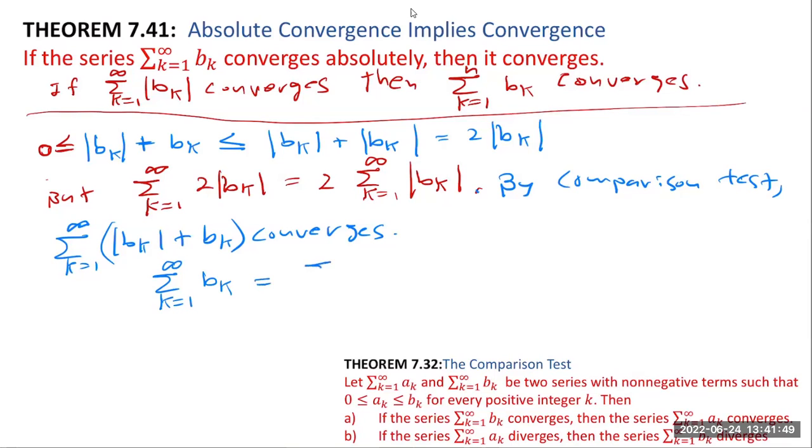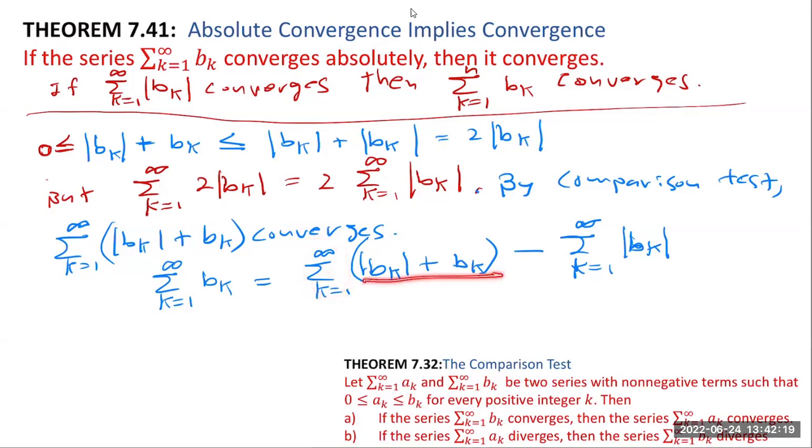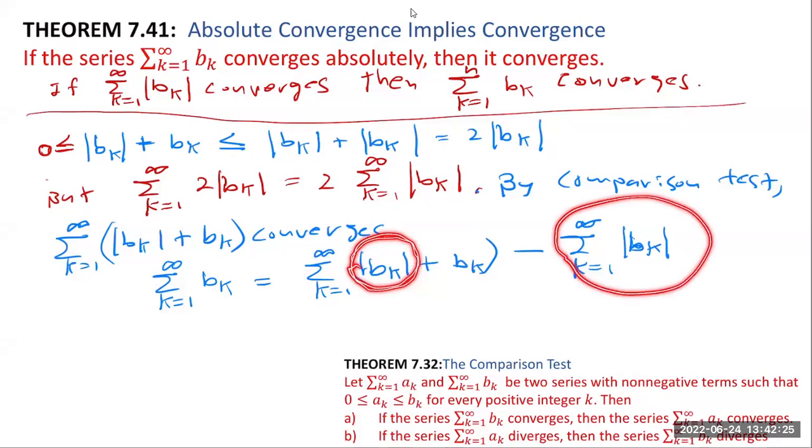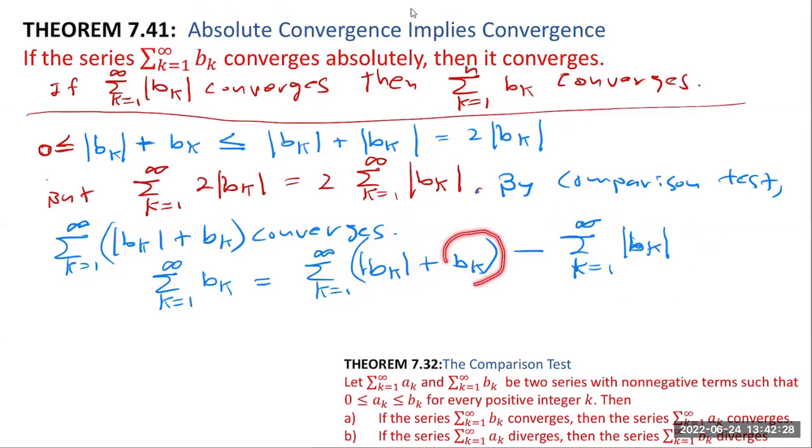Sigma k goes from 1 to infinity bk is the same as sigma k goes from 1 to infinity of absolute value of bk plus bk, minus sigma k goes from 1 to infinity of absolute value of bk. Is this true? If you distribute this sigma sign inside the parentheses, you will get sigma k goes from 1 to infinity absolute value of bk. You have a minus of that here. So those two will be cancelled. You will just get sigma k goes from 1 to infinity bk.